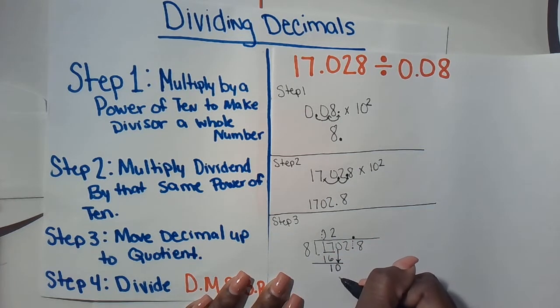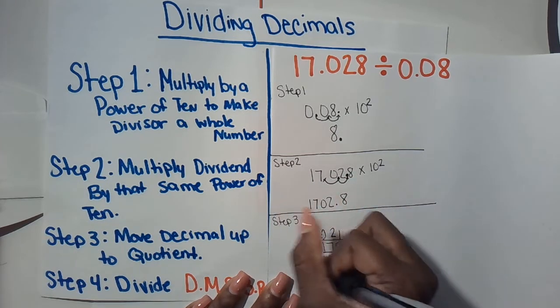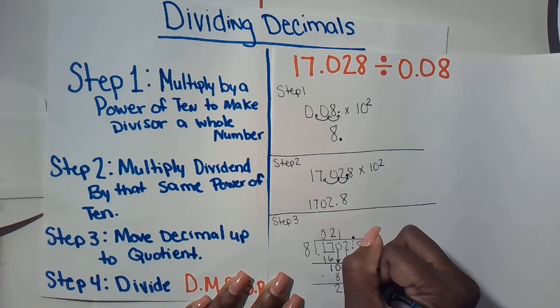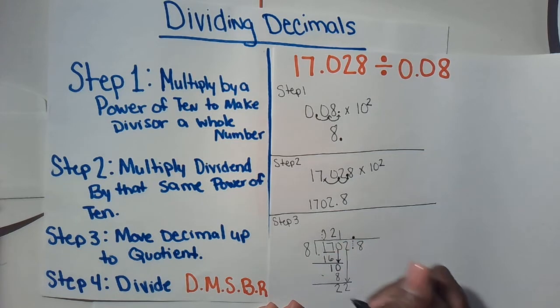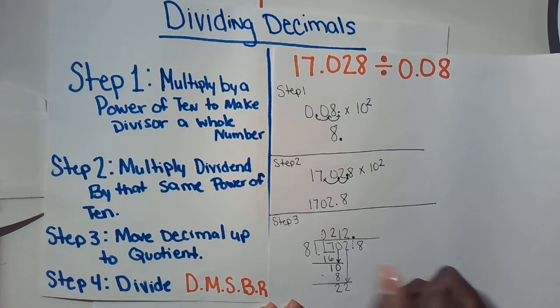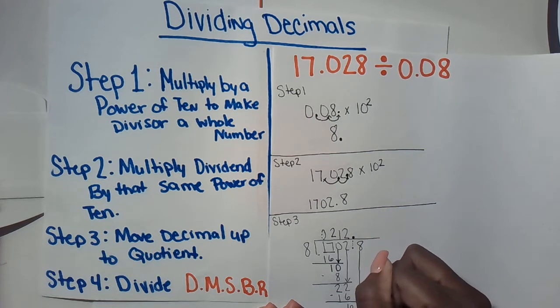8 divided into 10 would give me 1. And 1 times 8 is 8. Subtract, and that leaves me with 2 pieces left over. I want to again bring down my 2. 8 goes into 22 2 times, because 2 times 8 is 16. When I subtract, I get 6. And then I want to bring down my 8.